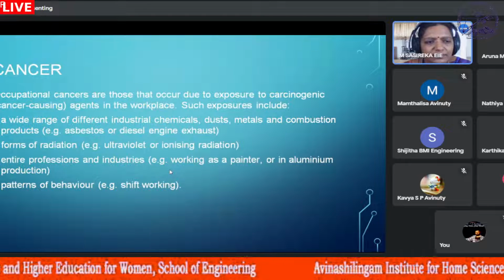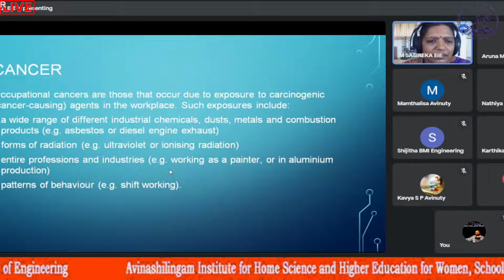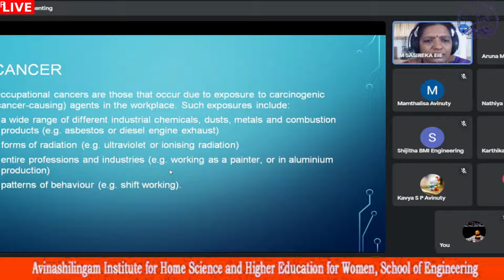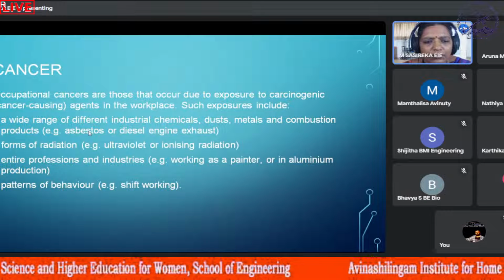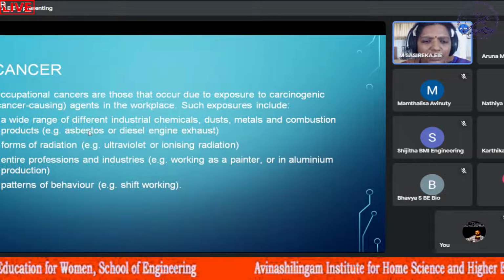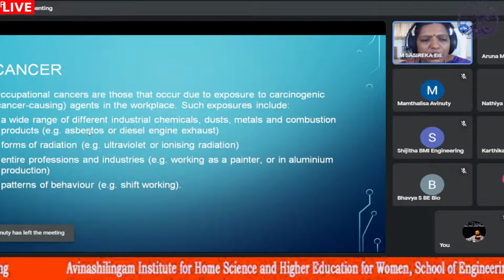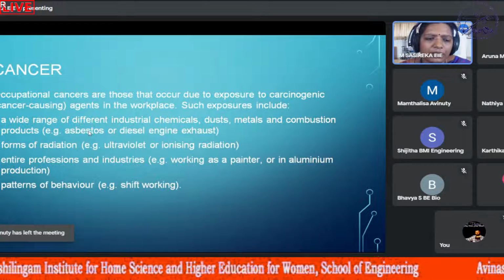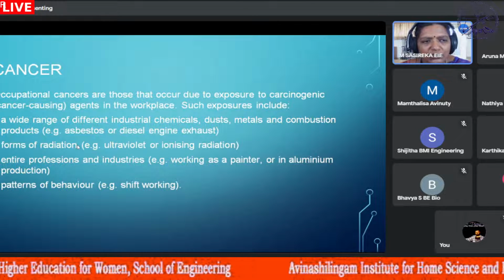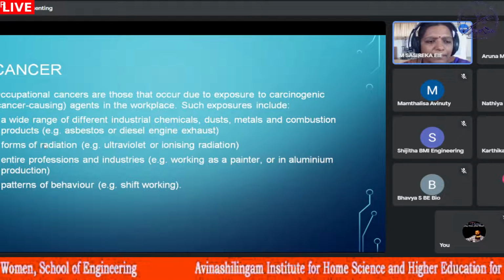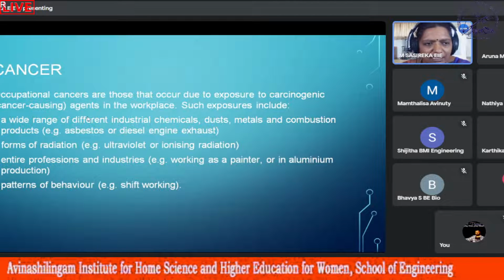Next one, cancer. If you are exposed to carcinogenic agents in the workplace, then you may get cancer. Asbestos deposition, continuous ultraviolet radiation or X-rays exposure may lead to cancer. People working in the painting and aluminum industries, or in shift work where the pattern of behavior keeps changing, day shift and night shift continuously, will also have a risk of cancer.